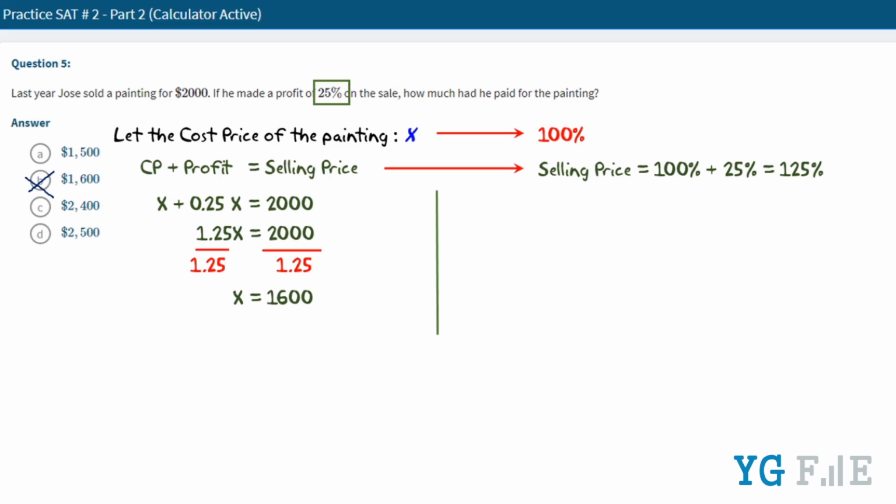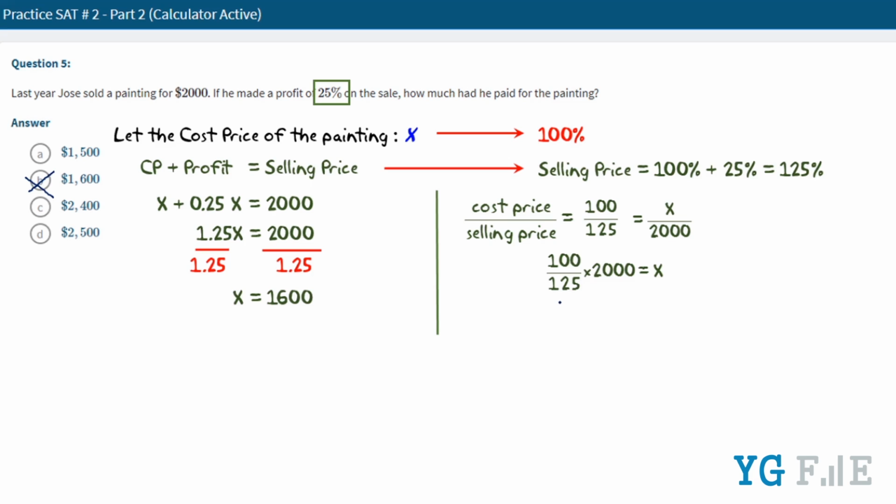So now we can make a ratio of the selling price and the cost price, and therefore the ratio of the cost price to selling price will be 100 to 125. And since we let the cost price be X, and we know that the selling price is 2000, we have another ratio of cost price to selling price, which is X to 2000. Now we have a proportion here, and to find X, we can use cross multiplication. So we have X is equal to this expression, and we can calculate it.